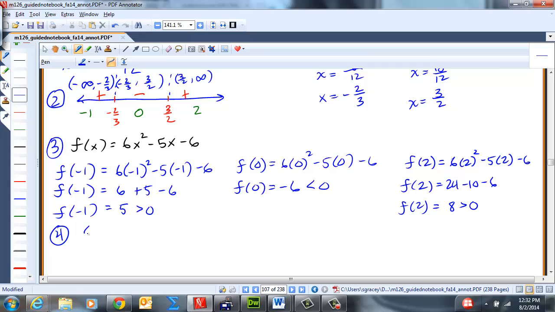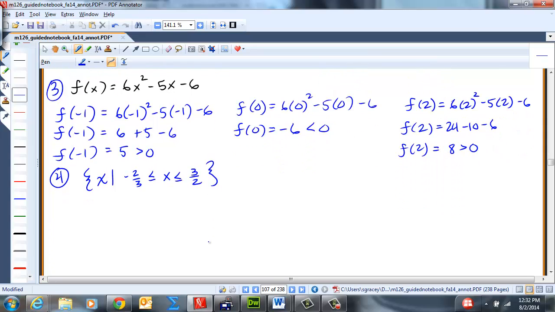So what we found was x such that negative 2 thirds is less than or equal to x, which is less than or equal to 3 halves. So all the numbers in that interval will yield negative y values. And so writing that in interval notation, we use the brackets. The brackets tell us that we're including the endpoints. And that's the answer.